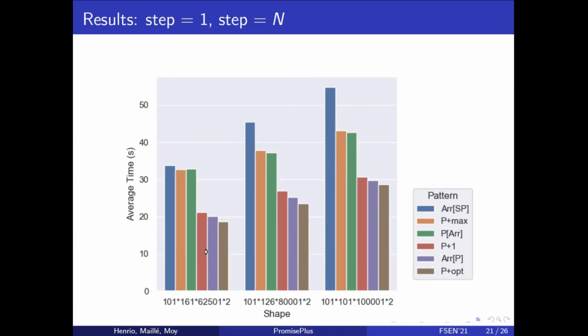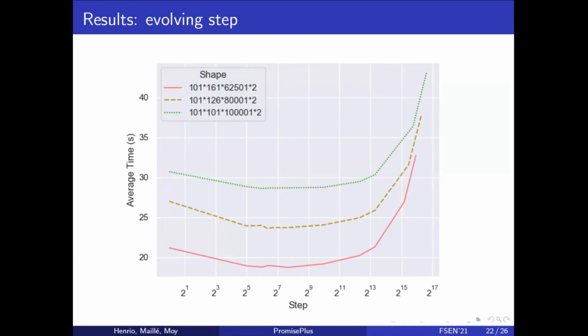So now time for our second experiment. How does the average runtime evolve as the test step grows? Here we have a step of 1, or array of promises, and here we have a step of n, or promise of array. And we can clearly see that all three lines have a bell shape.